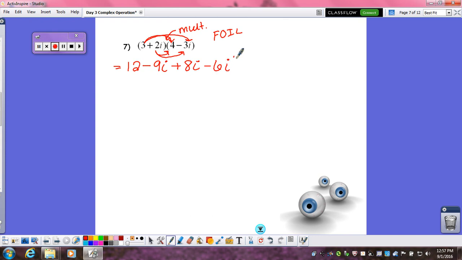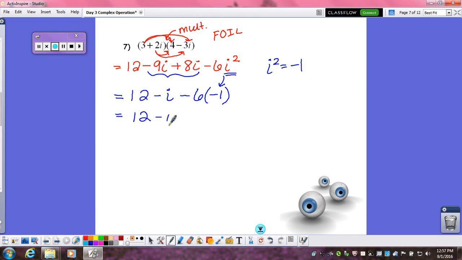i times i, remember, is i squared. We're going to go ahead and combine our like terms. So we have 12 minus i, or minus 1i. We also have this i squared, which we know is equal to negative 1. So we've got minus 6 times, we're going to replace that with a negative 1. So we have 12 minus i plus 6. And combining our like terms, we have 18 minus i.